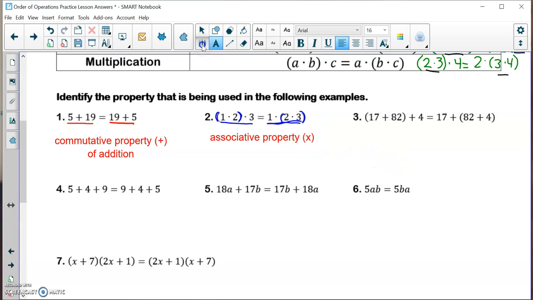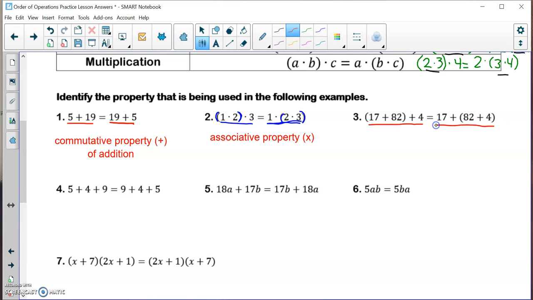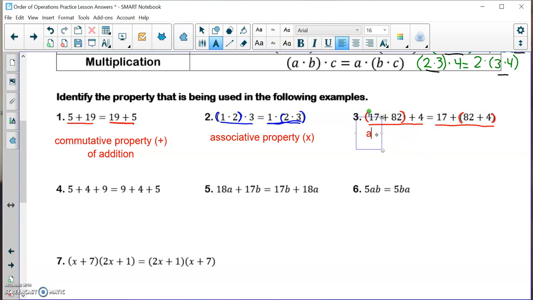All right, next one. In the first one, I have a 17 plus an 82 plus a 4. In the second one, I also have a 17 plus an 82 plus a 4. So the order was not flipped, but what happened was in the first one, I grouped my 17 plus 82 first, and in the second one, I grouped my 82 plus 4 first. So that's the associative property, and since there's plus signs, this is the associative property of addition.